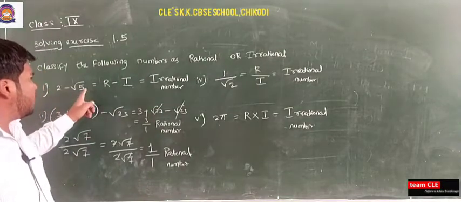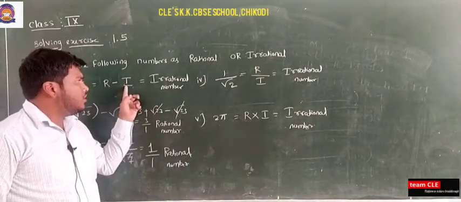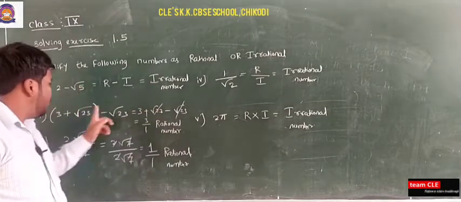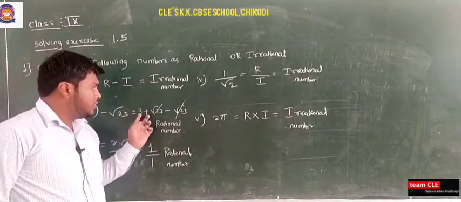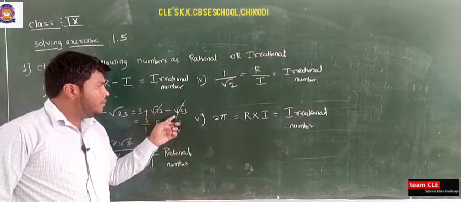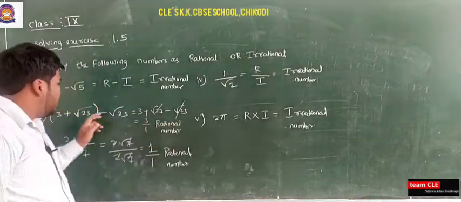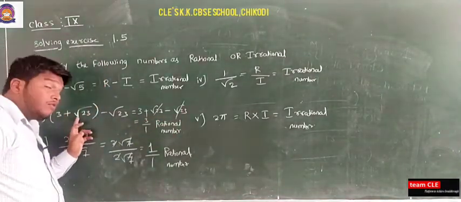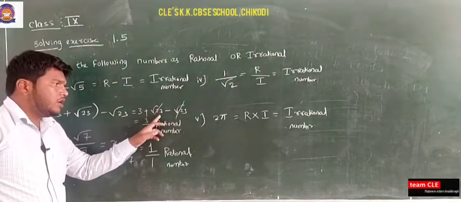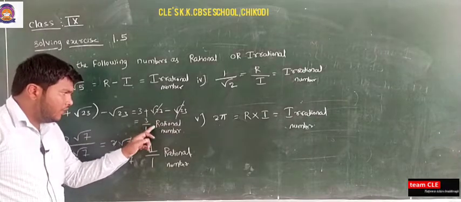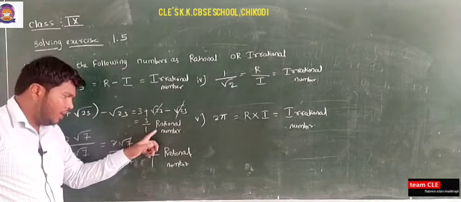See here, 2 minus root 5: rational with irrational gives an irrational number. Next, 3 plus root 23 minus root 23. First remove the bracket: 3 plus root 23 minus root 23. Root 23 gets cancelled, so the remaining is only 3, which is a rational number.